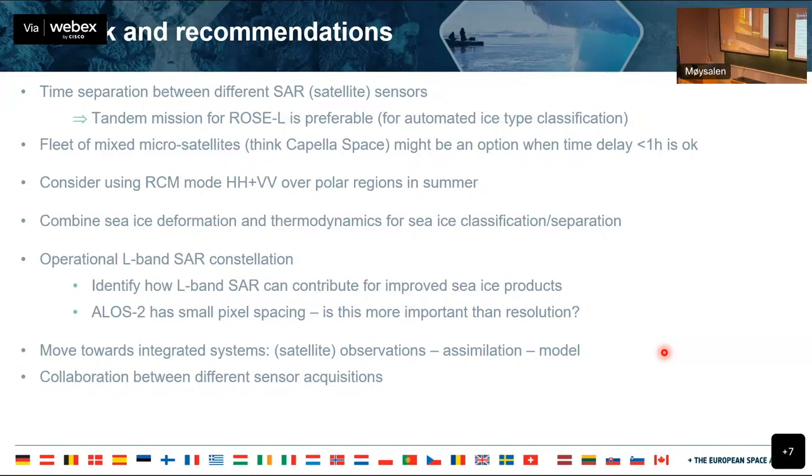When you speak with the ice services, so this is very much from an operational ice charting perspective, they pretty much all prefer a tandem mission for Roselle and Sentinel-1. I think they were talking about maybe down to 30 seconds, but probably rather 60, such that you can really do a multi-frequency classification there. The studies that we've done really show that's beneficial for ice types.